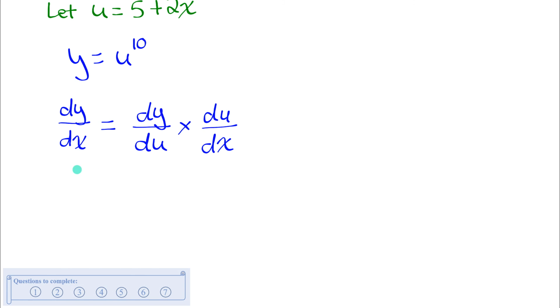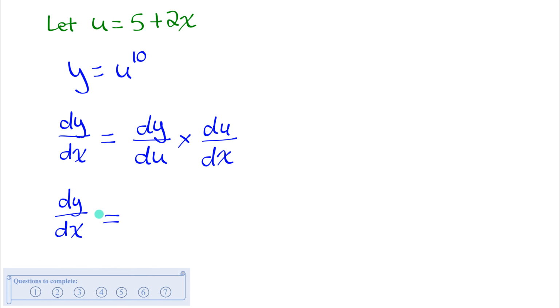So we're trying to find the derivative of y with respect to x. And I told you we could do that by first differentiating y with respect to u. And that would be easy to do because here I have y written as a function of u. So if I wanted to find the derivative of y with respect to u, I would just use the power rule: 10u to the 9. So I can replace dy over du with 10u to the 9.